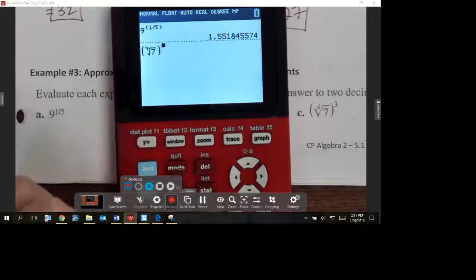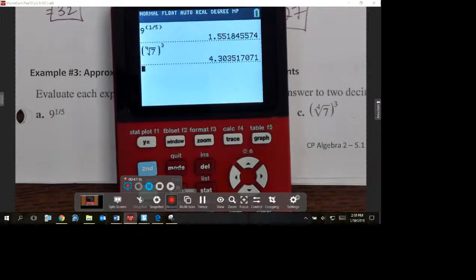And then after that, we're going to have to do the cube root. So this is what mine's going to look like. The older calculators don't have that little spot in the corner. So try it on your calculator right now. And you should get 4.3035. Make sure it worked on your calculator. Did you have to do something extra?